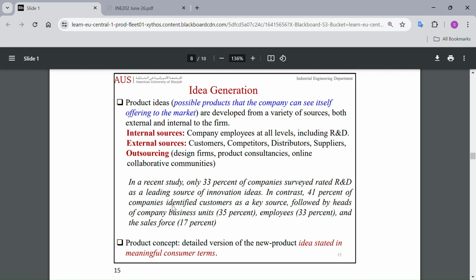So what are the internal sources? These are the employees, R&D, employees at all levels, not only R&D. So we are not just limiting ourselves to R&D. We take ideas from all employees and also from external sources: consumers, even competitors, distributors, suppliers, salespeople. All of these people are external sources. And then outsourcing, which are experts, let's say design firms, product consultancies, online collaborative communities. These are the experts.